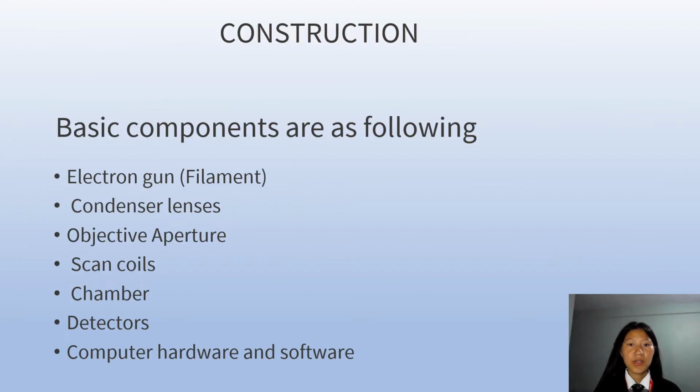For the construction of the scanning electron microscope, some of the basic components are as follows: electron gun, condenser lenses, objective aperture, scan coils, chamber, detectors, computer hardware and software.